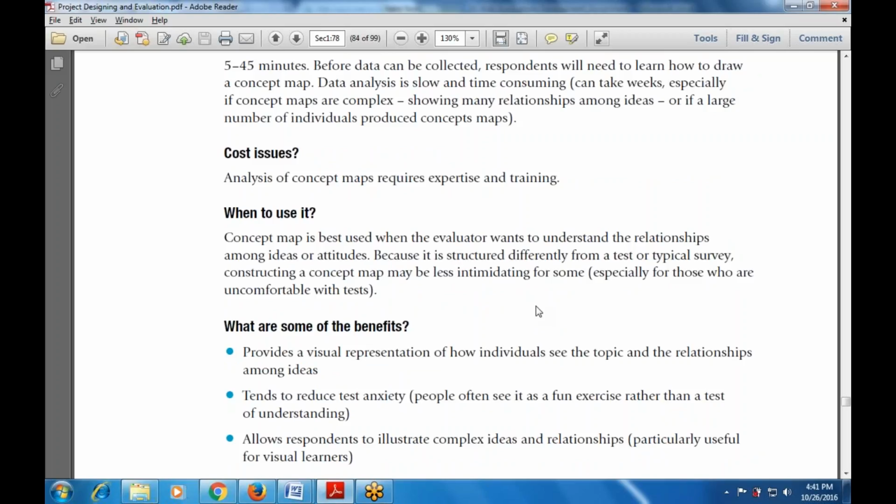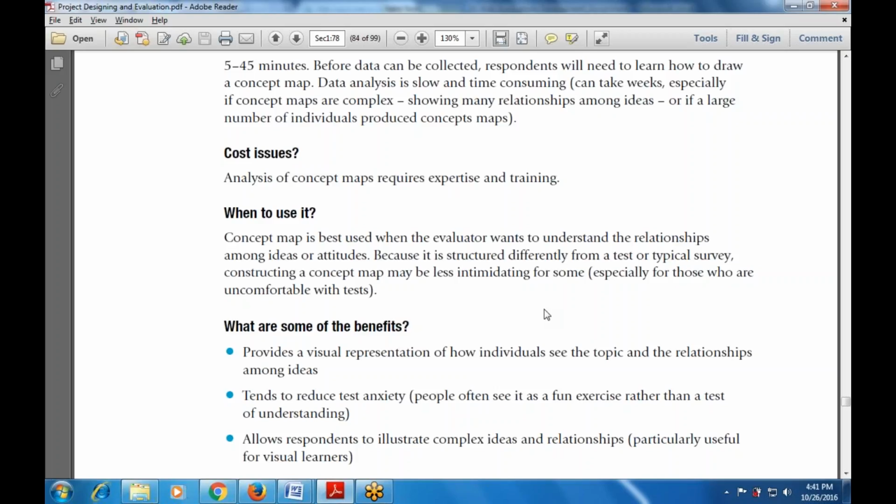Next, what are some of the benefits of using the concept map? It provides a visual representation of how individuals see the topic and the relationship among the ideas. What is the main relationship among the ideas, and how is it represented in a visual format? It is a graphical notation that shows how individuals see the topic and the relationship.